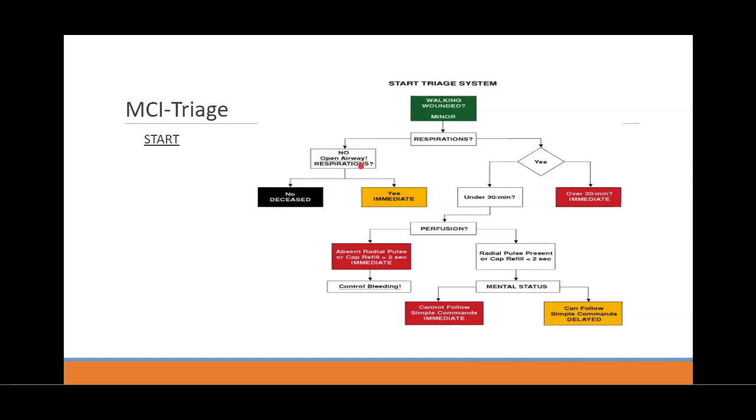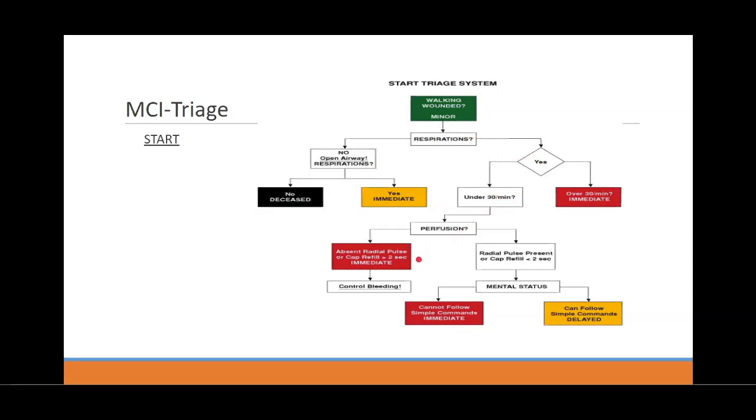If we reposition their airway and they start regaining some agonal respirations, they should be marked as a red, immediate. I know this is yellow, but this should be red, immediate. Now, let's say we walk up and they are breathing. Okay, we can see them breathing. We look at how well they're breathing. If they're breathing really fast, they're in shock and they're immediate. If they're breathing under 30 times a minute, that means relatively their respiratory is not super compromised yet. We have some time.